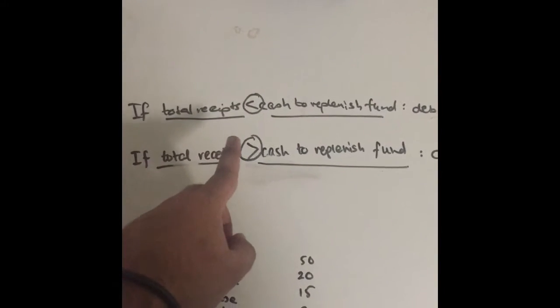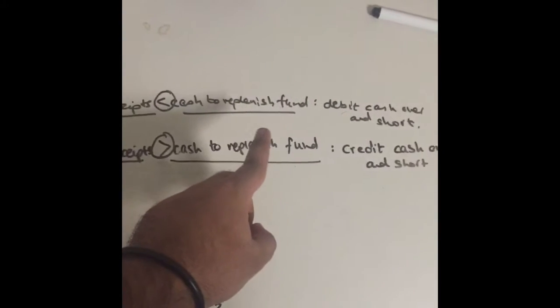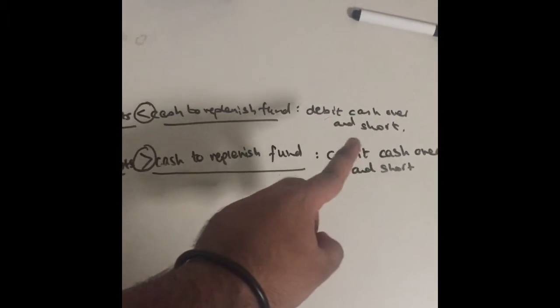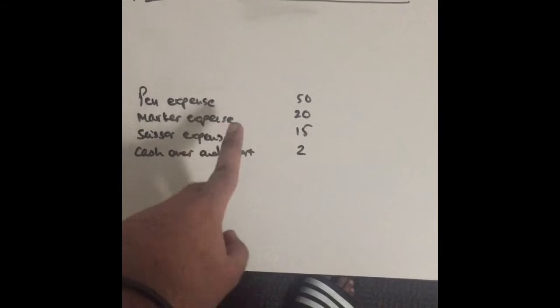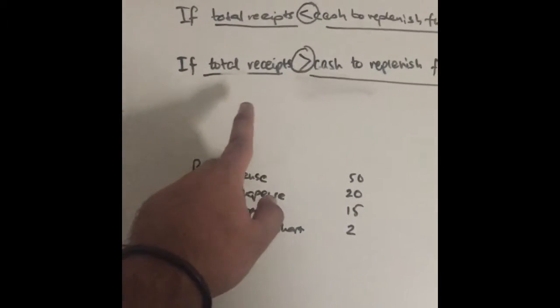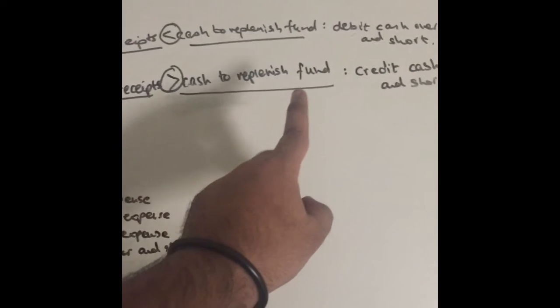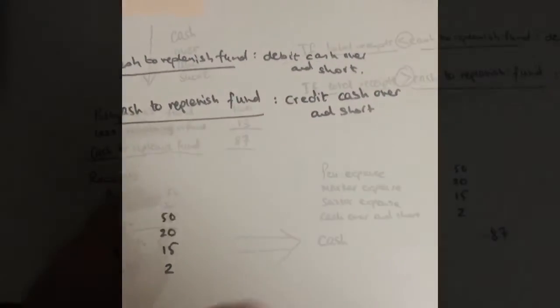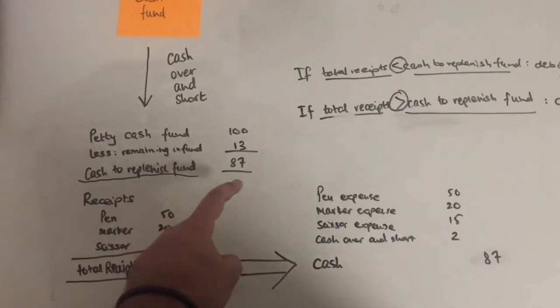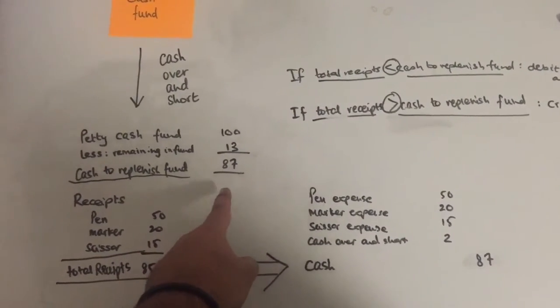If the total receipts is smaller than the cash to replenish the fund, debit cash over and short. Cash over and short is debited with the other expenses. If total receipts is greater than the cash to replenish the fund, then you have to credit cash over and short.